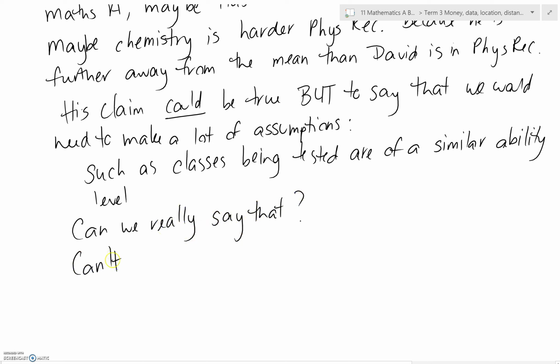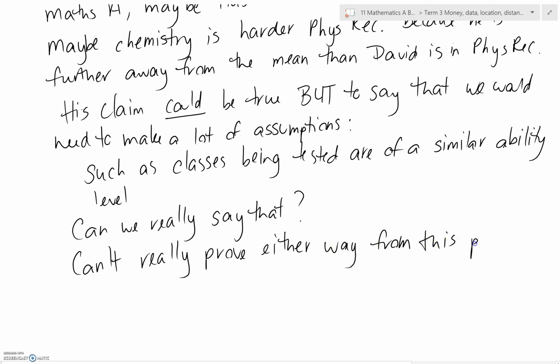So we can't really prove either way from the information we have been given, but you could certainly make some statements about what could possibly have happened, but you would need to justify that, saying, to say this, we've assumed this. Like, we've assumed that the classes are of similar ability levels. So you can see it's not really a definitive answer, which I know some of you don't really like in maths, but sometimes that's what happens.